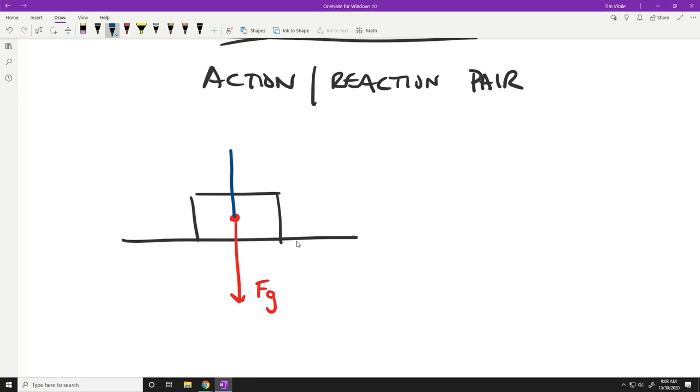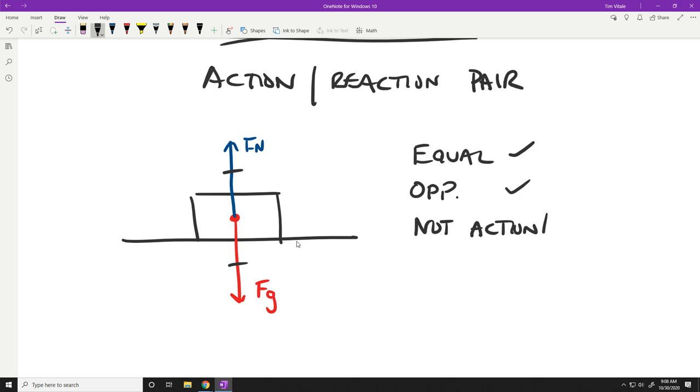Right, that's what I was expecting you guys to say, and you fell perfectly into my trap. Normal and gravity are equal in this scenario. Not in all scenarios, but in this scenario they are. And they are opposite in this scenario as well. Again, not in all scenarios, but in this one they are. But they are not action-reaction pairs. They just happen to be equal and opposite, but they're not an action-reaction pair.